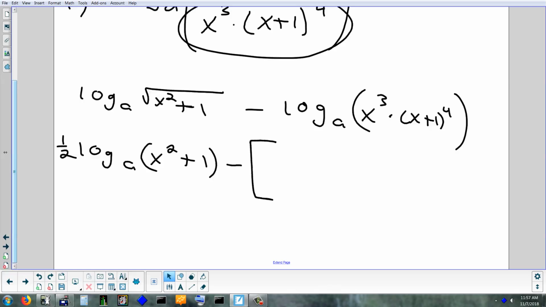Second part. I have the log of a product. How does a product split? Sum or difference? Sum. So I'm going to have log base A plus another log base A. Now, my first argument would be x cubed. But what can I do with the 3? Yeah? Put it in front. You don't have to do this all in one step like that. You can do it in 5 or 6 steps, but it just saves a little writing.